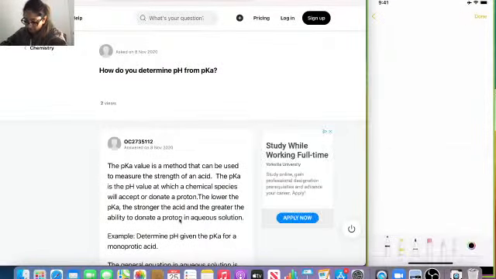Okay, our 7th question says, how do you determine pH from pKa? So the pKa value could be used to measure the strength of an acid. When we're talking about pKa, we're talking about acids, whereas pKb is for bases.